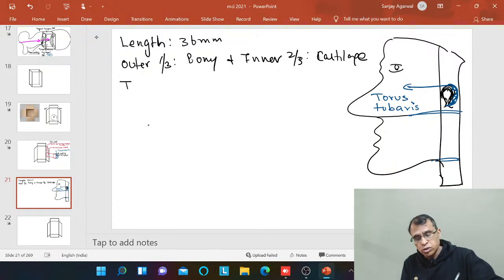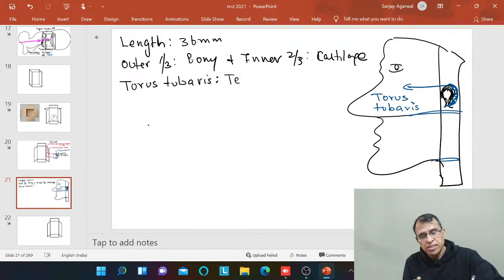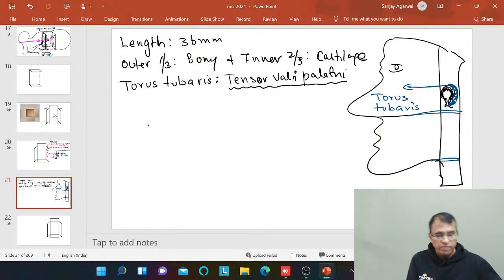And there is a bulge called torus tubarius. This we know already. Right? Torus tubarius lies in the nasopharynx end of the Eustachian tube. You know this already. What is it formed due to? Why do we have this bulge? This bulge is due to a muscle called tensor veli palatini. This muscle is responsible for the formation of that bulge. So the tensor veli palatini is attached to the Eustachian tube at this end, and that causes a bulge in the nasopharynx.